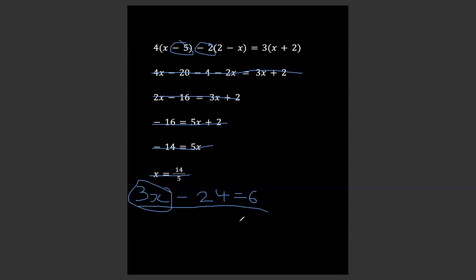To move the numbers to the right, we're going to try and get rid of this. And to make this 0, we're going to add 24 to both sides. So 3x, and then this should equal 0. And this side should equal 30.